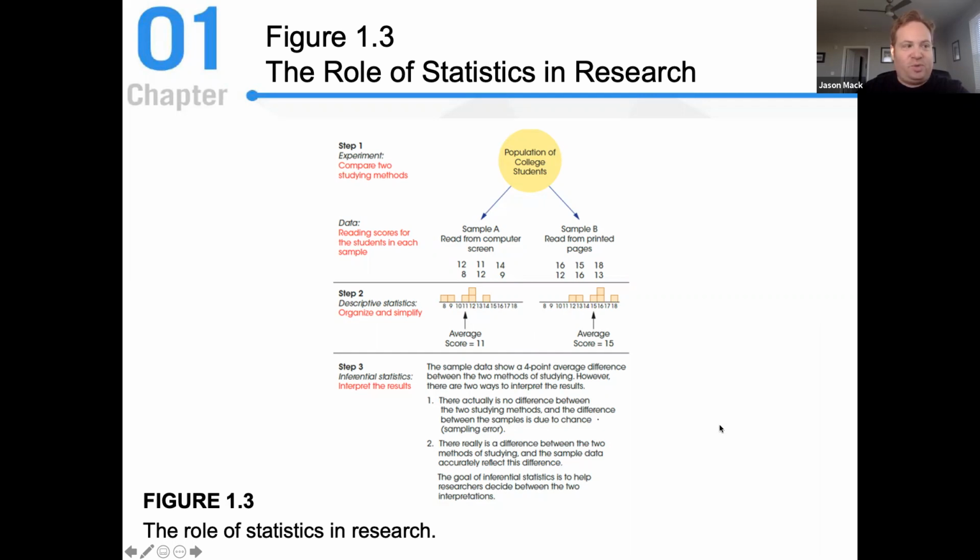We can say there's no difference between the two studying methods, and the difference between the samples is due to chance or sampling error. We can say there is really a difference between the two methods of studying, and the sample data accurately reflect this difference. The goal of inferential statistics is to help researchers decide between the two interpretations.